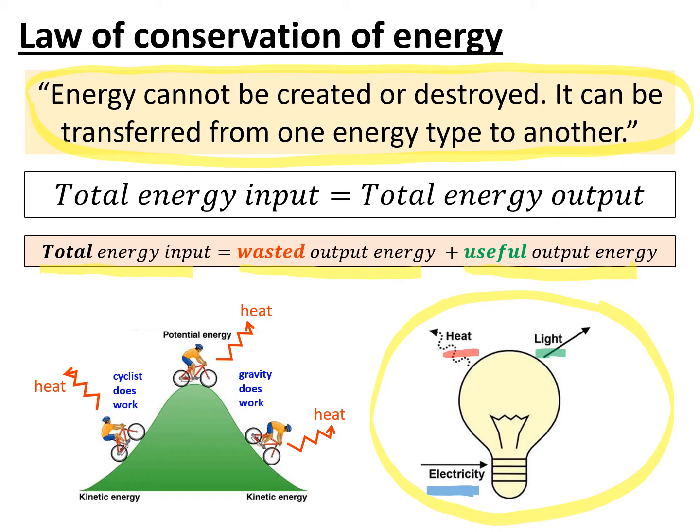There's another example over here. The cyclist going up the hill. I'm not going to say too much about this, but just that at every stage, heat energy is being wasted. So it's not an efficient process. None of these things are efficient because heat energy is always wasted.